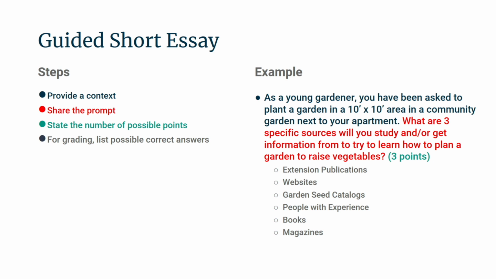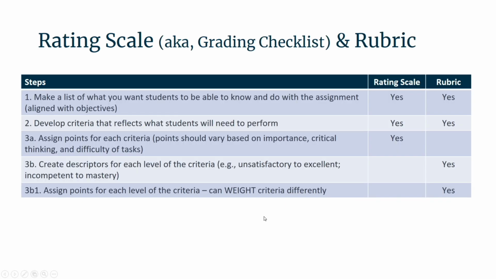Now you could make it worth more than that if you felt that some of the sources were more important than others. And then, for the last point here, for grading, you would need to list the possible correct answers, and those are listed as bulleted items there: extension publications, websites, catalogs, people's books, and magazines. This is what you would call the essay, but we call it the guided short essay because you can see it's very specific. You're looking for maybe 3 specific things, and you are indicating how many points this is worth.